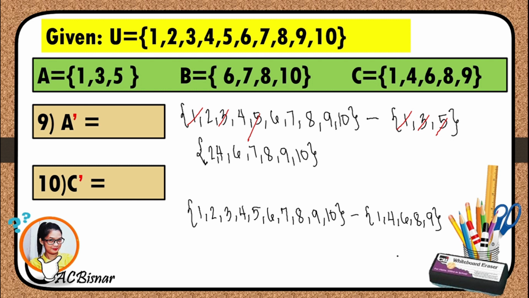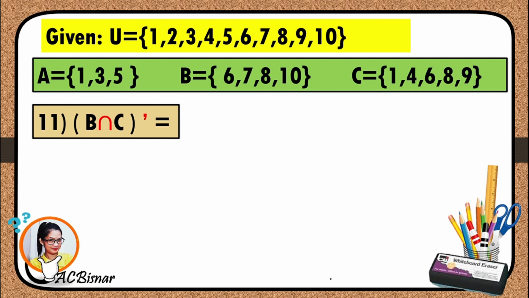So again, to find the complement, we're going to subtract it from the universal set. And when we subtract it, we must remove similar elements. So let's remove 1. And then let's remove 4 and 6. Then we'll also remove 8 and 9. So what's left? The numbers left will be the complement of C. And what are those? So we have 2, 3, 5, 7, and 10. So that will be the complement of C.